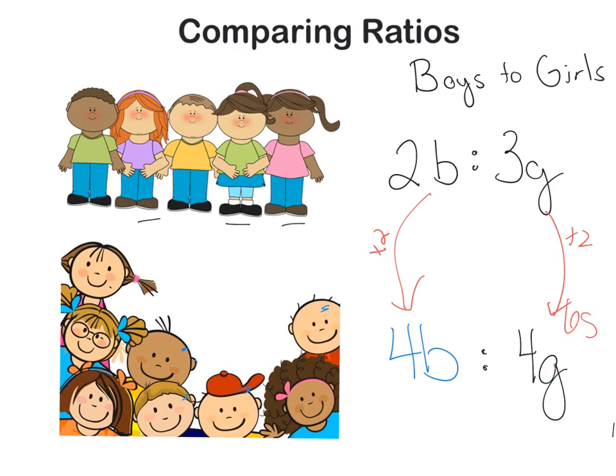That makes 6 girls. So they're not equivalent, because 4 boys to 4 girls is not equivalent to 2 boys to 3 girls. Or you could do it the other way. You would need 2 boys to 2 girls to be equivalent to 4 boys to 4 girls. Either way works. Just make sure you're explaining why or why not a ratio is equivalent. So these ratios are not equivalent. They do not go together.